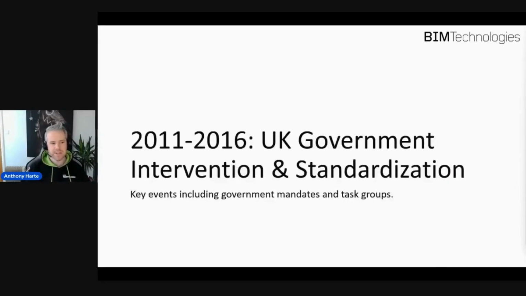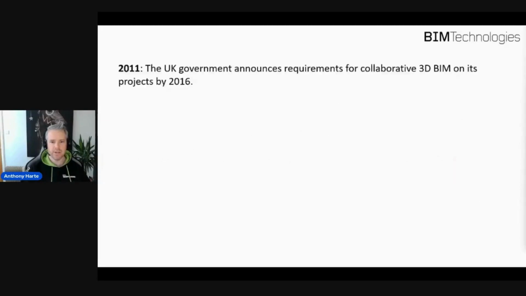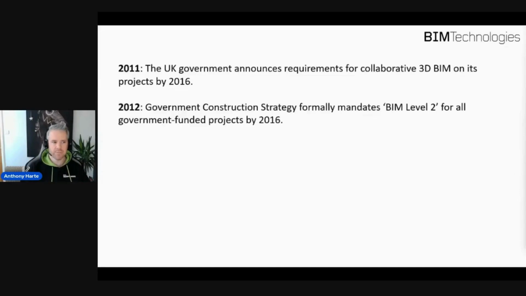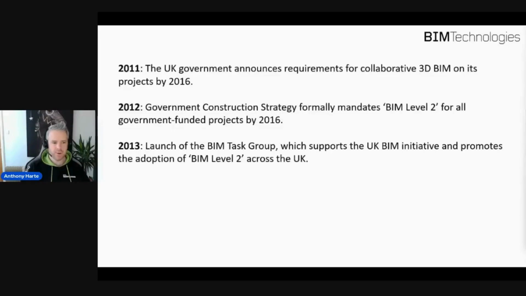From 2011 to 2016, we saw further government advances that really started to drive this into everything we do in the construction sector. In 2011, the UK government announced its need for 3D BIM on its projects by 2016, portraying a target date for us to reach. In 2012, we saw the mandate of BIM Level 2, as it was called, for all government-funded projects by 2016. Then we launched the BIM Task Group, which supported the initiative and promoted it across the UK.